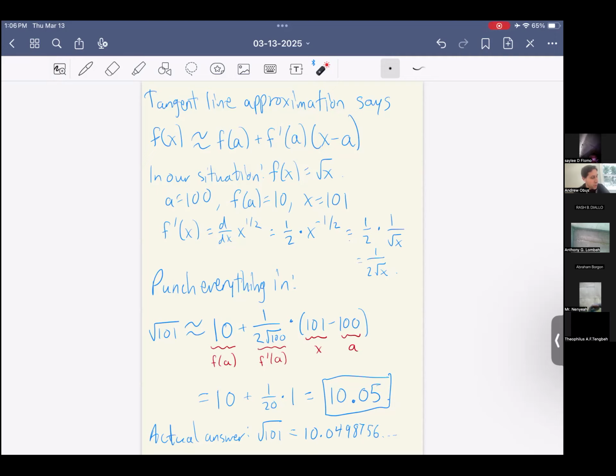X is 100, X is 101, A is 100, and this f prime of A is the derivative of square root of X, which you can evaluate using the power rule. That gives you 1 over 2 times the square root of X. So that's mental too. It's not bad, right? It's just an approximation.